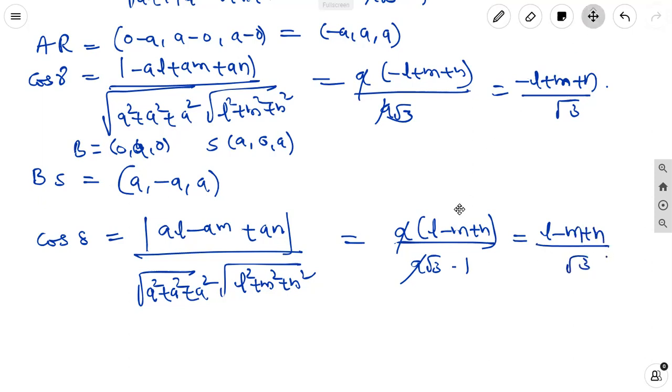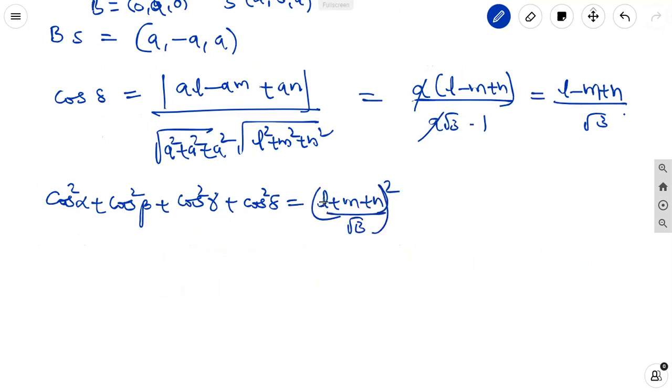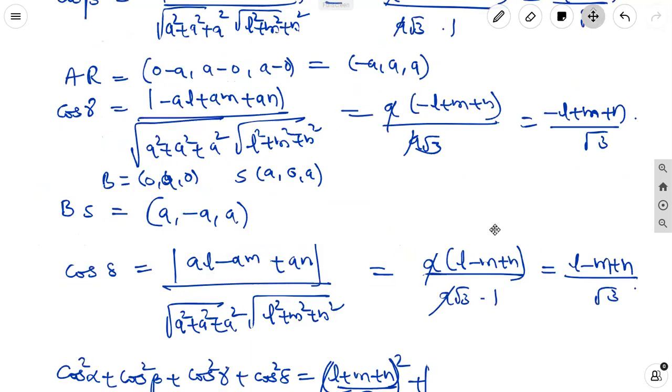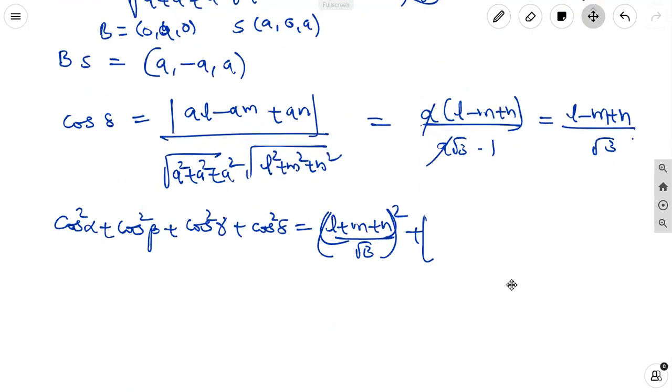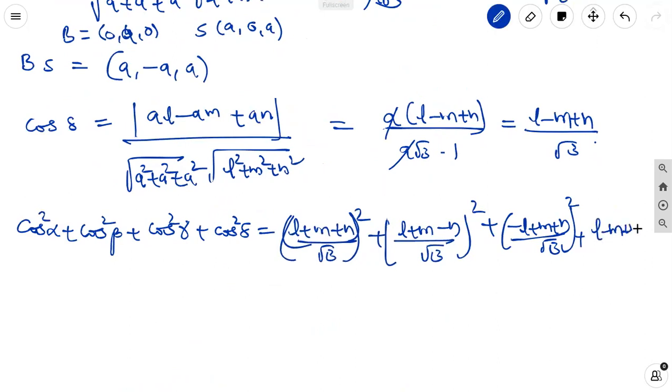Okay, here we can take what they have given: cos square alpha plus cos square beta plus cos square gamma plus cos square delta equals L plus M plus N by root 3 whole square, plus L plus M minus N by root 3 whole square, plus minus L plus M plus N by root 3 whole square, plus L minus M plus N by root 3 whole square. Here root 3 squared means 3.